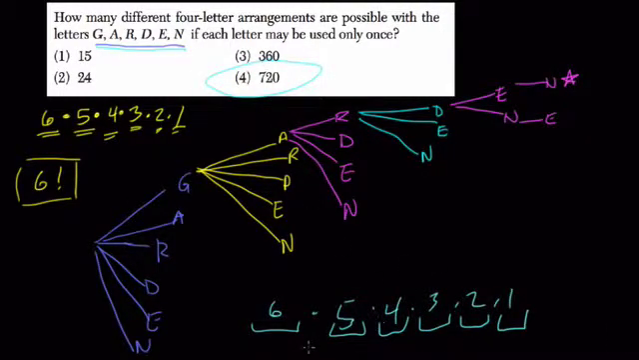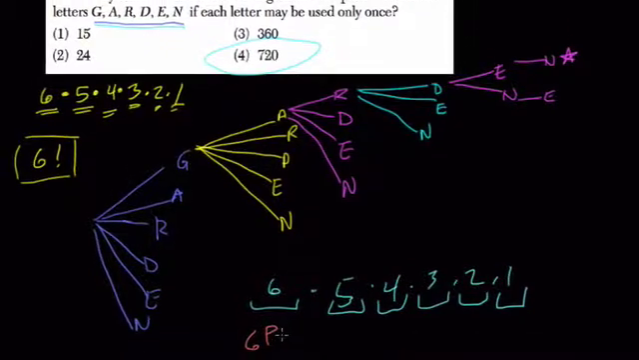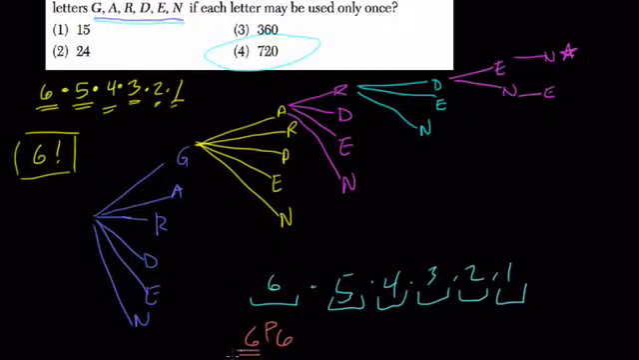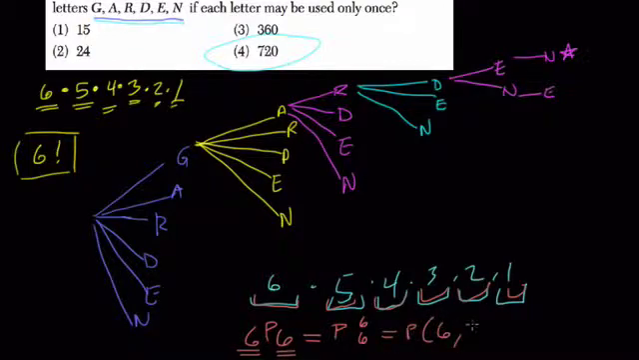You might also see 6P6, which means you have 6 letters, and 6 places to put them, in the first spot, second spot, third, fourth, fifth, or sixth spot. And this is equal to, as well, you can see P of 6 over 6, same idea, or P of 6 comma 6. P stands for permutation or arrangement. So this might be something you see as well.